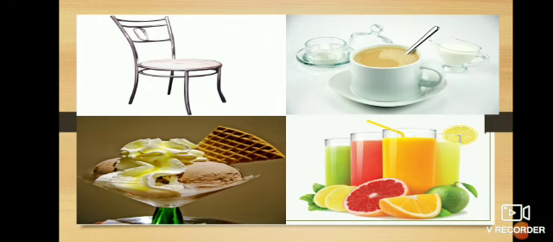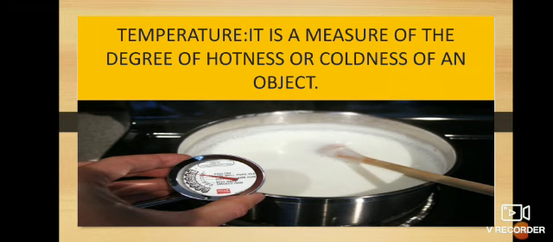Now let us see. Generally, hotness or coldness is expressed in terms of temperature. Now we see the definition of temperature. It is a measure of the degree of hotness or coldness of an object. By touching with our hands, we can guess whether a cup of milk is still worth sipping or has become too cold, whether milk is hot enough for making curds, etc.